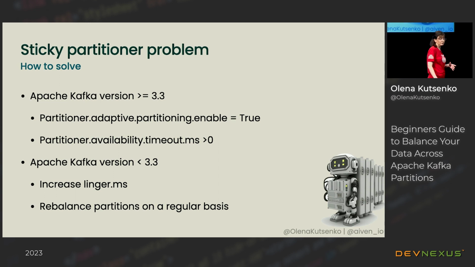If you are still using an old version of Apache Kafka, first of all, maybe it's time to update to the latest version. But if you can't, then you will have to play with linger.ms, but also remember that this will affect the latency. So you will probably also need to rebalance the hot partitions on a regular basis, so that no broker is significantly slower than others.